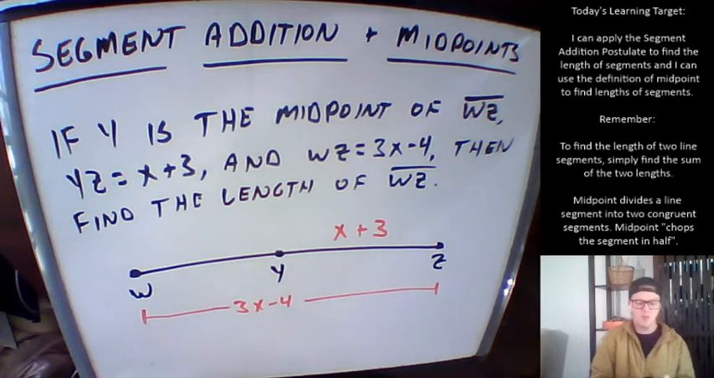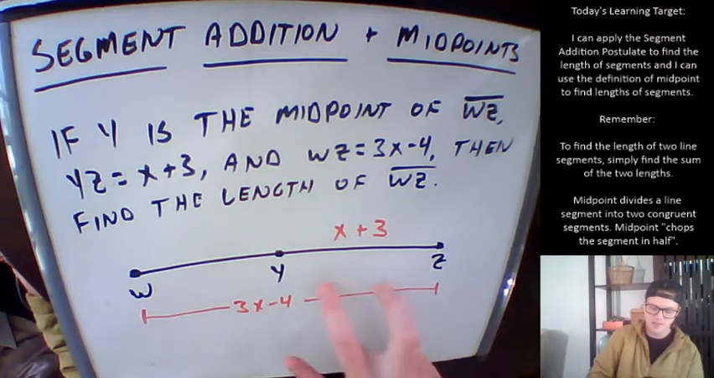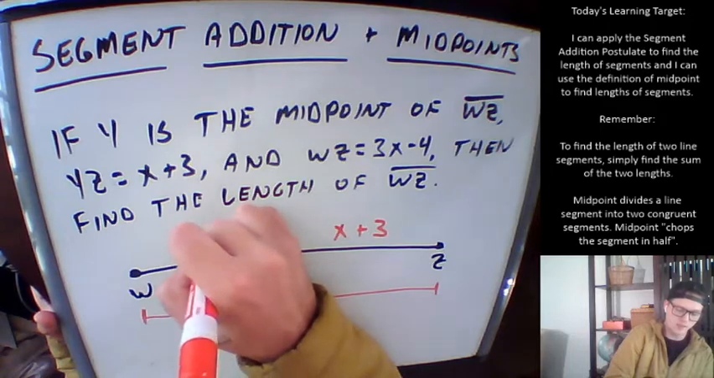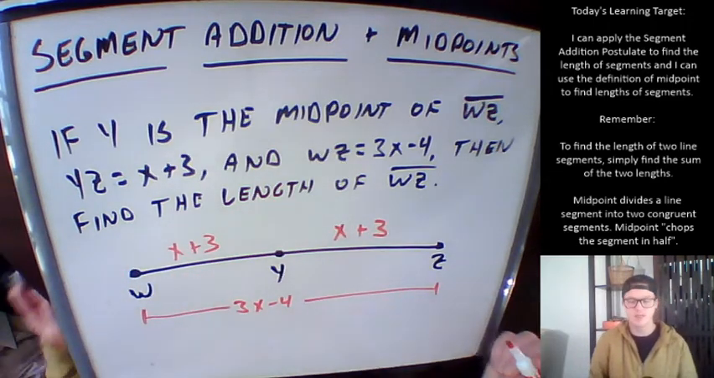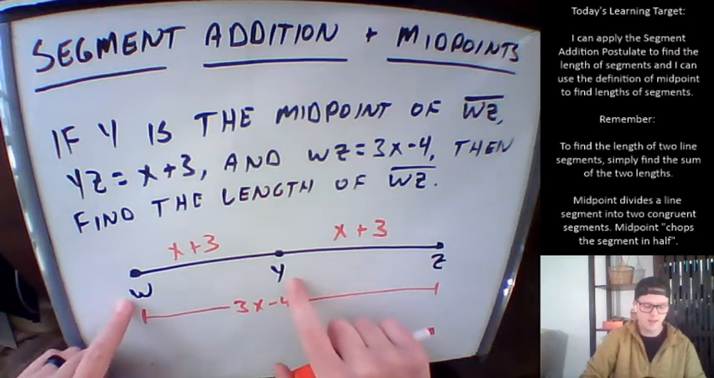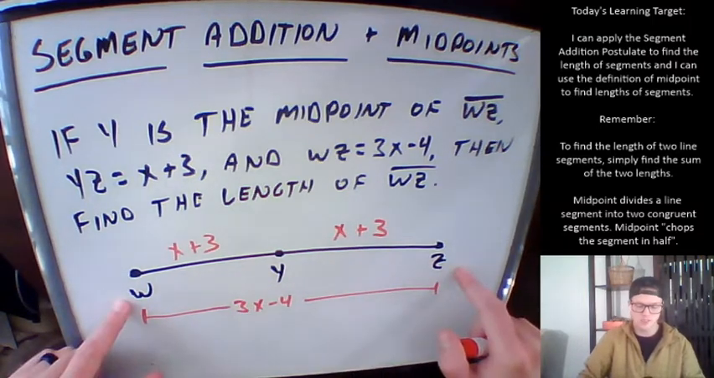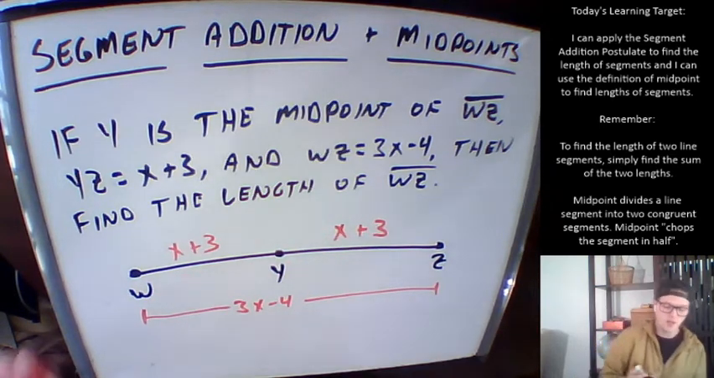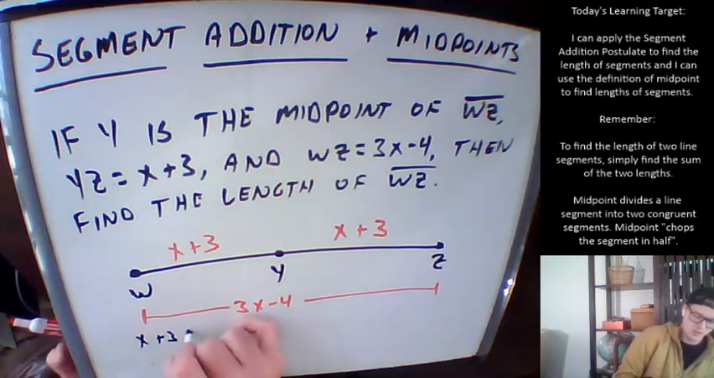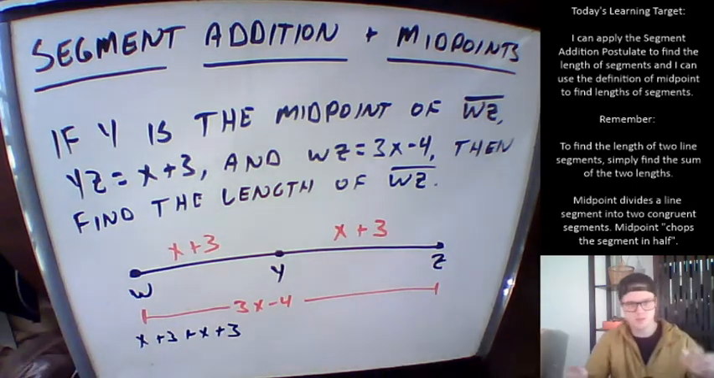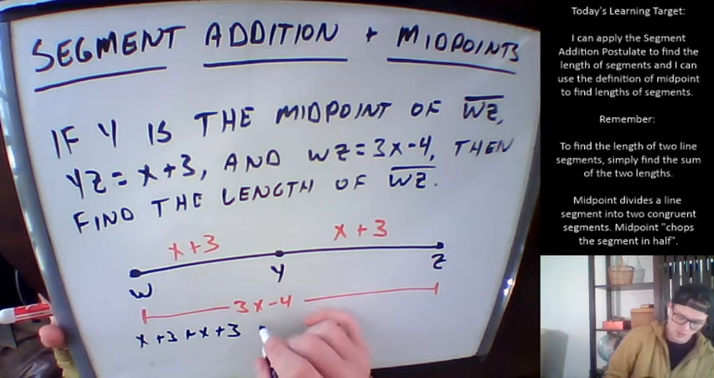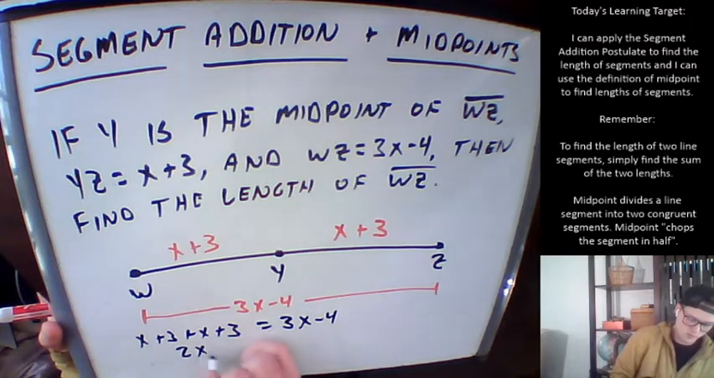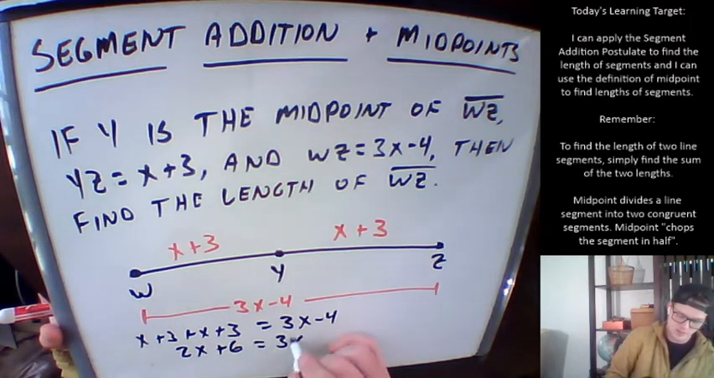So what we know is that Y is the midpoint of this segment. That means that YZ is congruent to WY. Therefore, we can say that WY is x plus 3. So both of these distances are x plus 3. Now, using the segment addition postulate, we know that WY plus YZ equals the whole thing. So x plus 3 plus x plus 3 equals this. We're going to set up an equation: x plus 3 plus x plus 3 equals 3x minus 4. Combining like terms, we know that 2x plus 6 equals 3x minus 4.